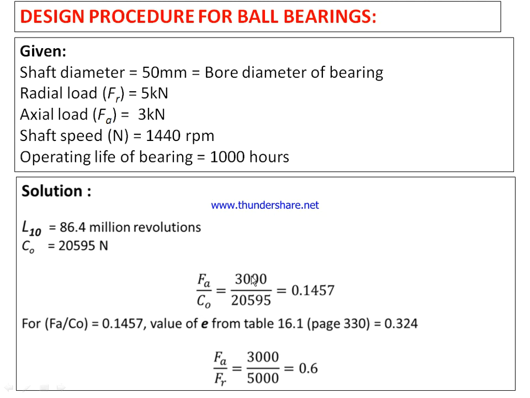Axial load is 3000 Newton divided by C0, you get 0.1457. Now for this value of FA by C0, which is 0.1457, you have to get the value of E from the same table 16.1, page 330 of the design data book. Okay, so for this value of FA by C0 equal to 0.1457, what is the value of E?